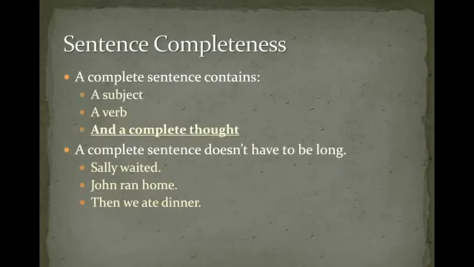So what does a complete sentence need? Well, it needs a subject, it needs a verb, and it needs to express a complete thought. Now, sentence completion does not have to be long. So long as you meet those conditions of a subject, a verb, and a complete thought, you're good. You could just say, Sally waited. John ran home. Then we ate dinner. And those are complete sentences. They all have subjects, they all have verbs, and they all express a complete thought.